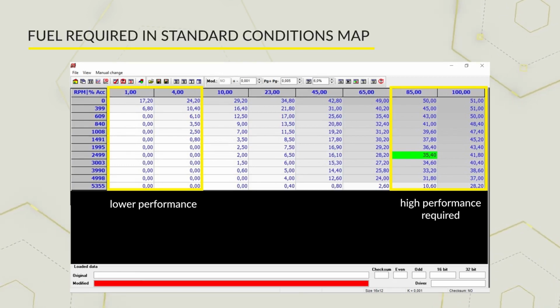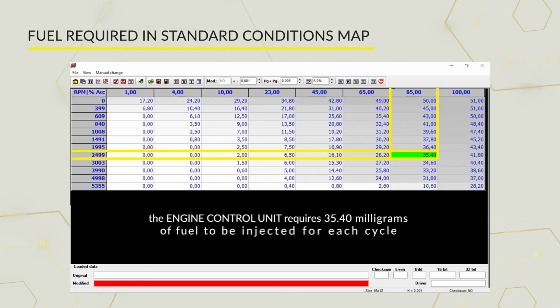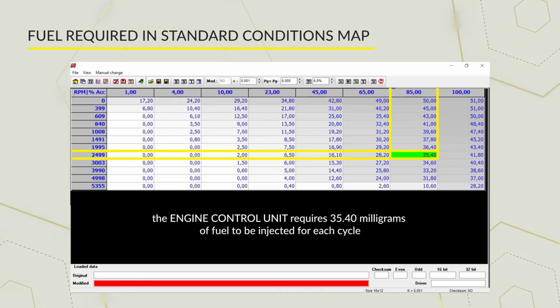Let's take a look at an example right away. Let's use as a reference 2,499 engine revolutions at 85% of the accelerator pedal pressed. We find a value of 35.40 milligrams of fuel injected. This means that at that engine speed and at that percentage of pedal pressed, the engine control unit requires 35.40 milligrams of fuel to be injected for each cycle.